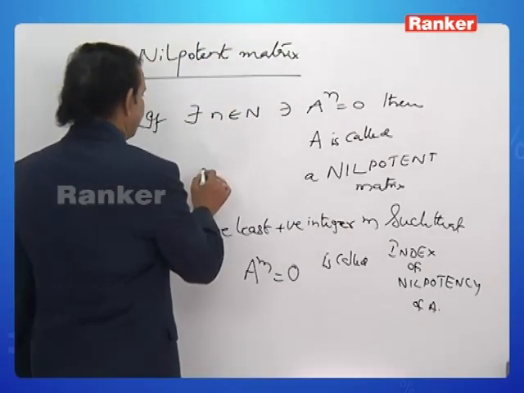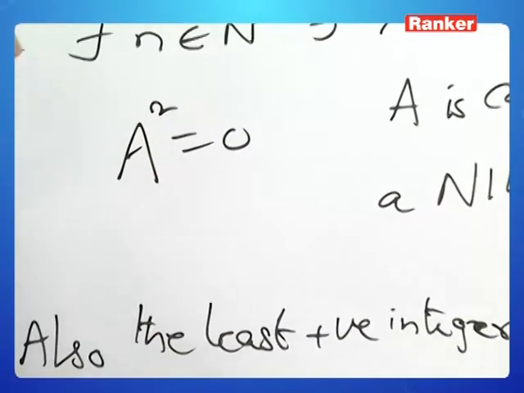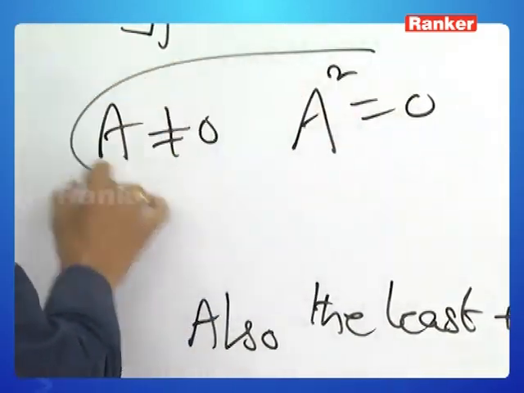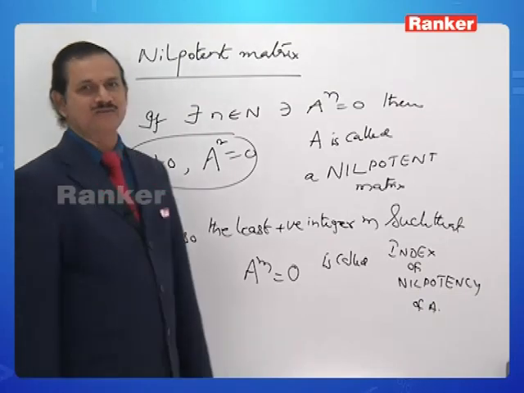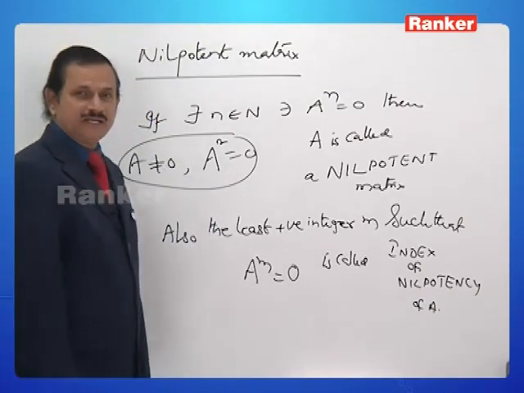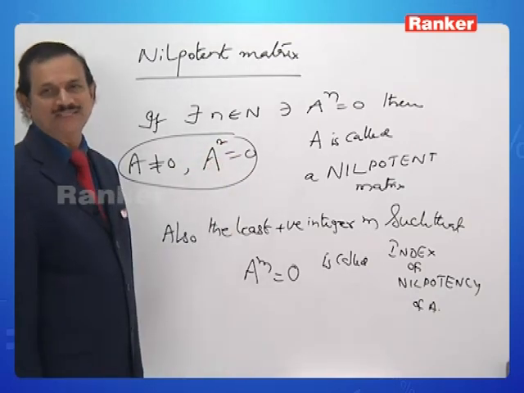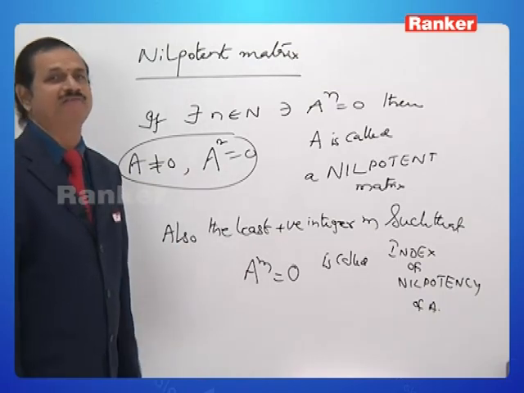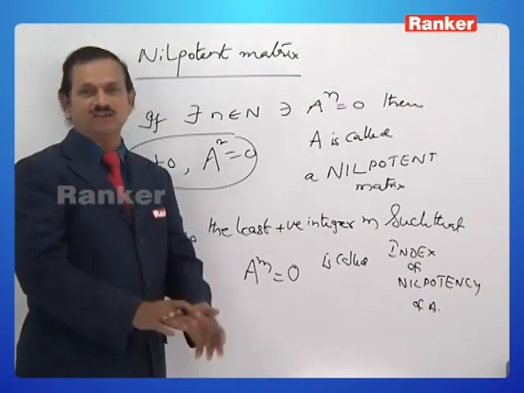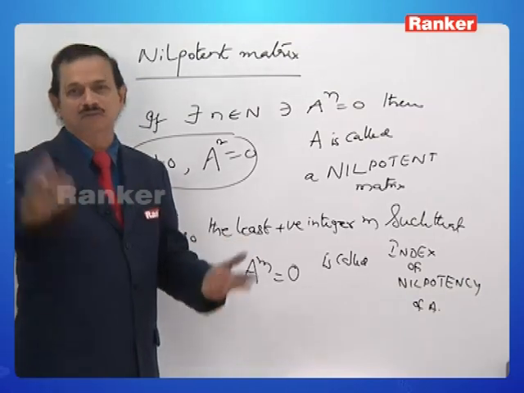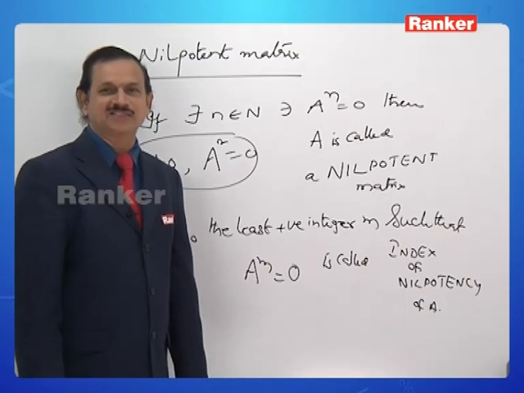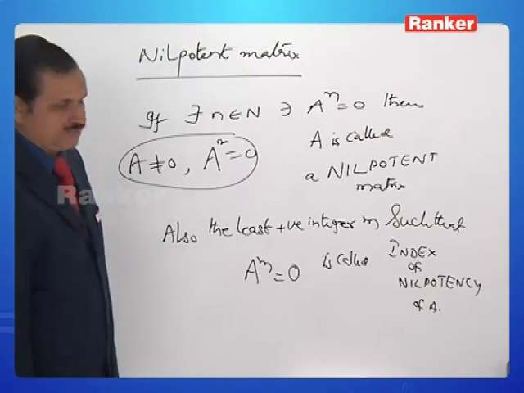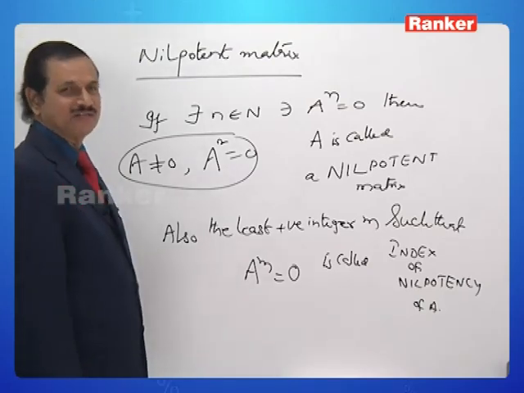Suppose we have A square equal to 0, and A not equal to 0. What can you say about this situation? A is nilpotent with index 2. If 2 is the index, nobody asks about A power 5. Why? Because if A square is 0, A power 5 is A square times A cube, again 0. So nobody asks that doubt. It is very important to note the index of nilpotency.